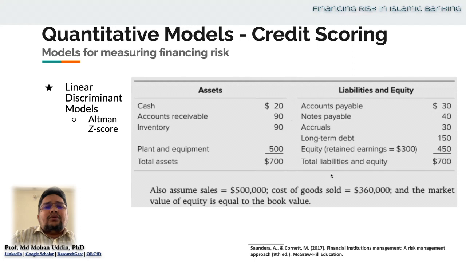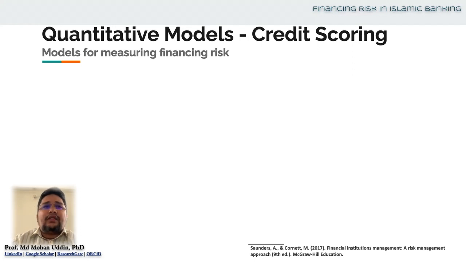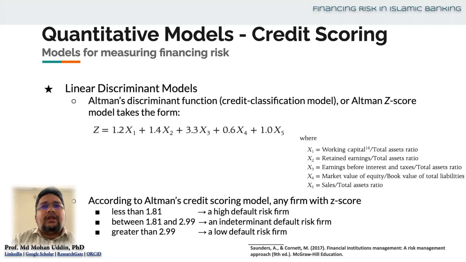If you look at the Altman Z-score model, you will find that we need several pieces of information from the income statement, like earnings before interest and tax, EBIT, and the sales. Not only that, we need one piece of information from the capital market, the market value of equity. That is not always provided.